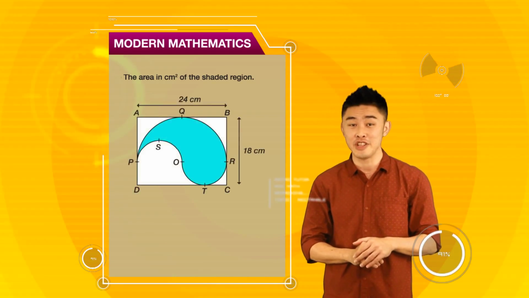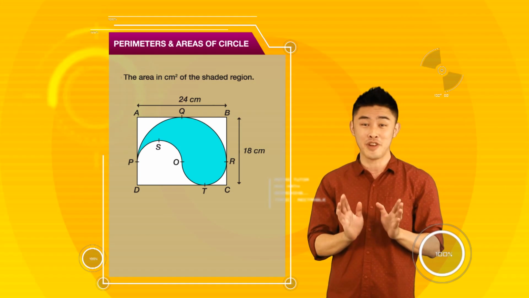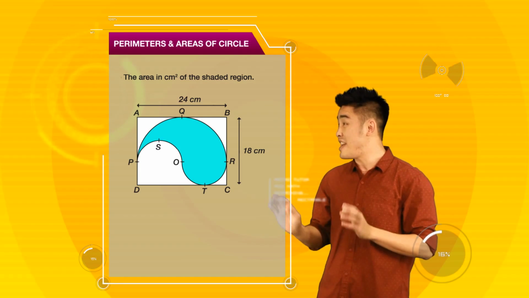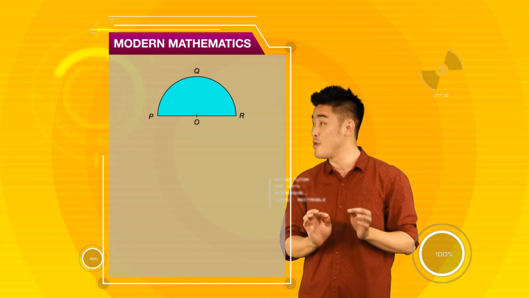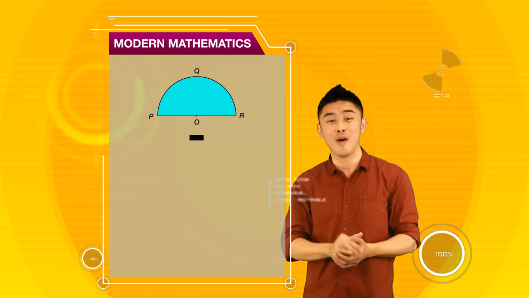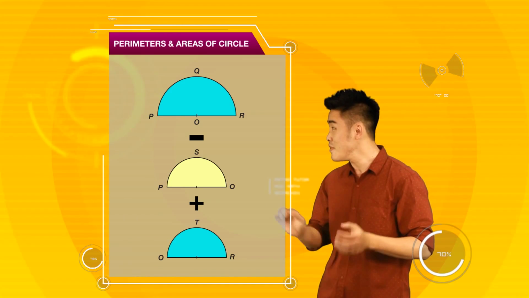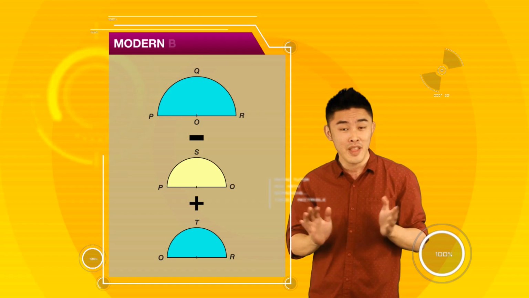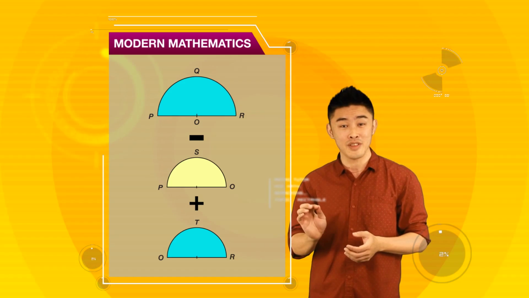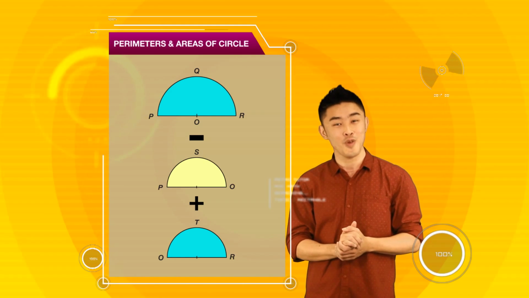Now for the last part of the question, to find the area of the shaded region, I know it seems to be very complicated because of how the diagram looks, but trust me, it is not. The area of the shaded region can be calculated by using the semicircle of PQR minus the semicircle of PSO and plus the semicircle of RTO. Now we know that the semicircles of PSO and RTO are the same. Therefore, they cancel each other out. So that means the area of the shaded region is equivalent to PQR.